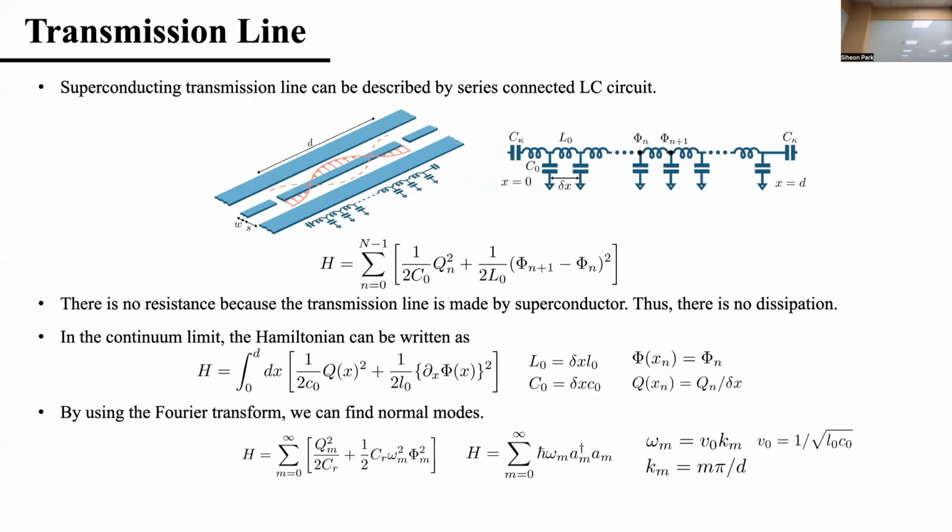In the previous slide, I talked about just one LC circuit, but in the real world, the circuit has finite size. The finite size circuit can be described by a series-connected circuit. So you can think of a series-connected circuit, and by using just a Fourier transform, you can think about this circuit as the sum of normal modes. I think it is a little bit hard work, so I can go next.